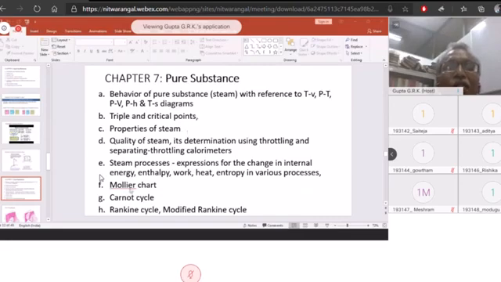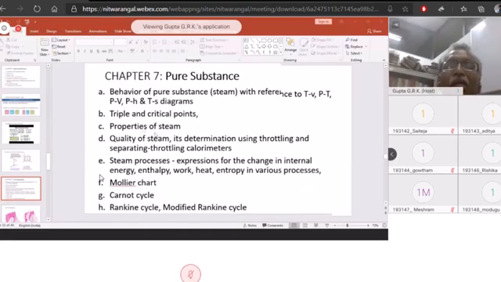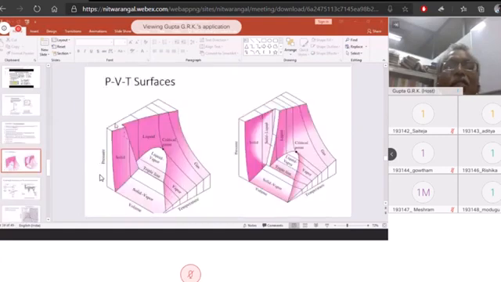And there is what is called the Mollier chart. So we can use the Mollier chart, or we can use relations. And you can see these are PVT surfaces. This also we are going to learn about: how pressure, volume, and temperature are related, given in three dimensions.